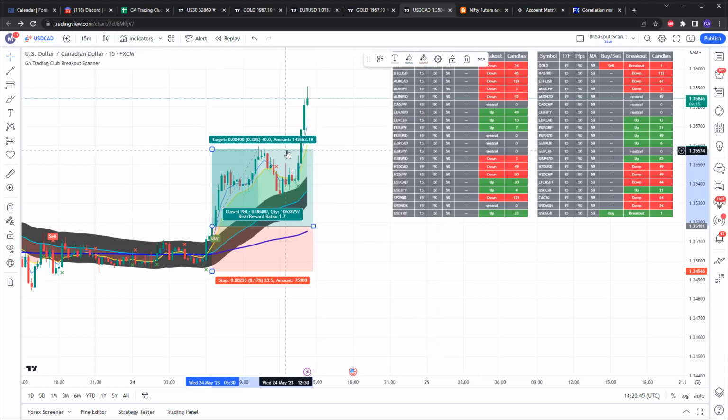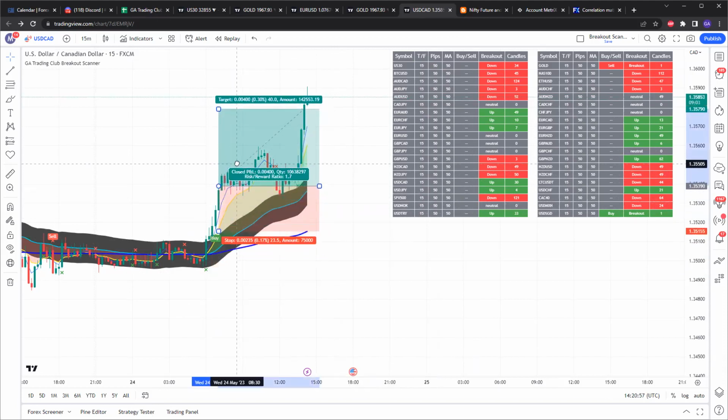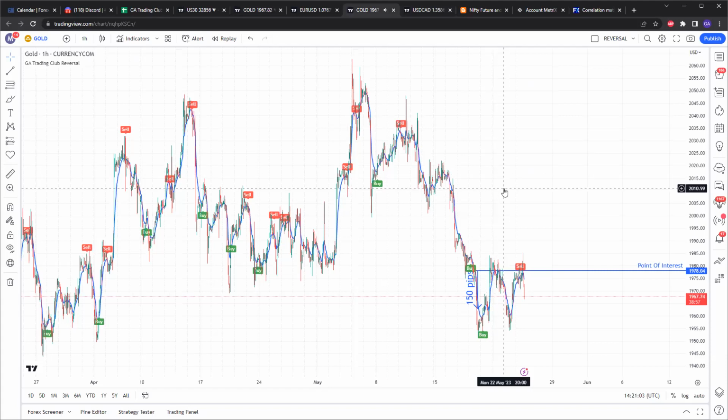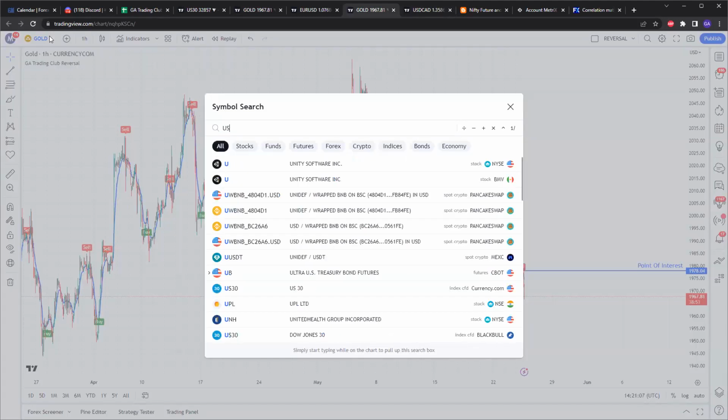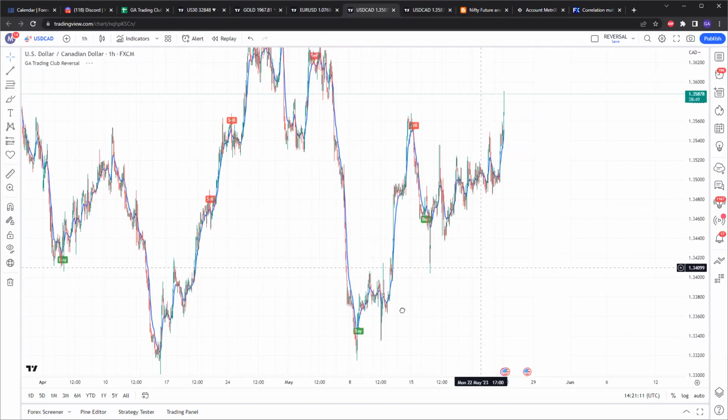Yeah, this is a trade that I missed today, but it is what it is. There'll always be another trade. In any case, right now I can start looking for a reversal on USD CAD, right? So if you've missed a trade, for example, I was looking for this buy on USD CAD and I see this breakout to the upside, guess what? I'll just come in here and change this to USD CAD and try and see if I can find a reversal.